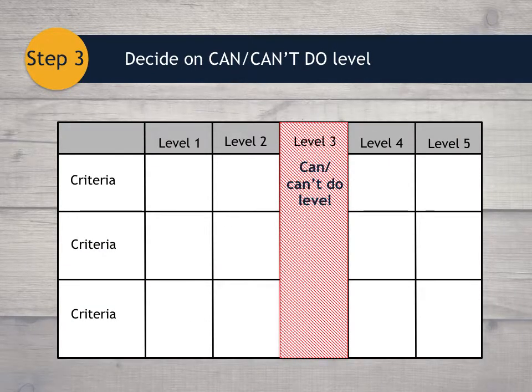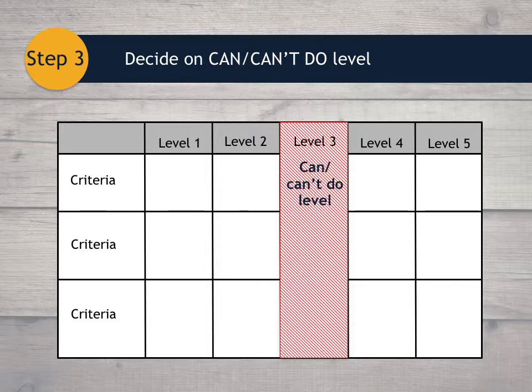Right, step 3, and this is where we said you've got to decide on the can and can't do level. Now, what does this mean? Well, you'll notice, first of all, it's in the middle. Often the mistake people make is they make the can and can't do level, in other words, can the learner actually do the task? Have they achieved the skill? They put it at level 5. Now, just because a learner has achieved something doesn't mean to say that they're on level 5. It means that they have achieved something. How well they achieve it will depend on where they sit on the levels.